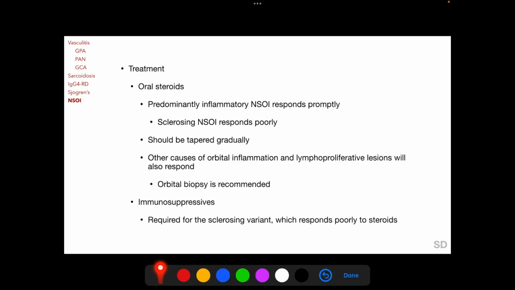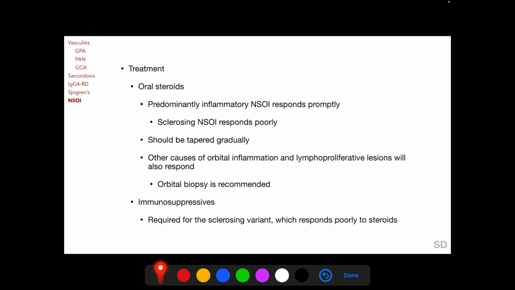Treatment of NSOI is typically with oral steroids, and the predominantly inflammatory pattern of NSOI responds promptly to oral steroids. However, the sclerosing variety of NSOI responds poorly to oral steroids, and after the orbital inflammation starts to respond to the oral steroids, they should be tapered gradually.